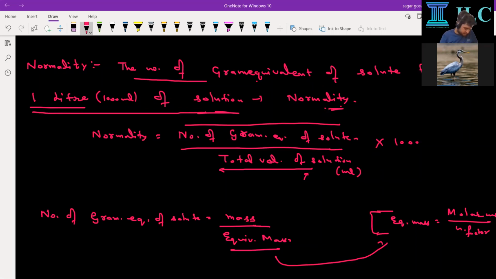The gram equivalent, you have to divide that by 1,000. What are you doing? Mass over equivalent mass. Yeah, mass divided by equivalent mass. And what is the equivalent mass? Molar mass over n factor. Got it.